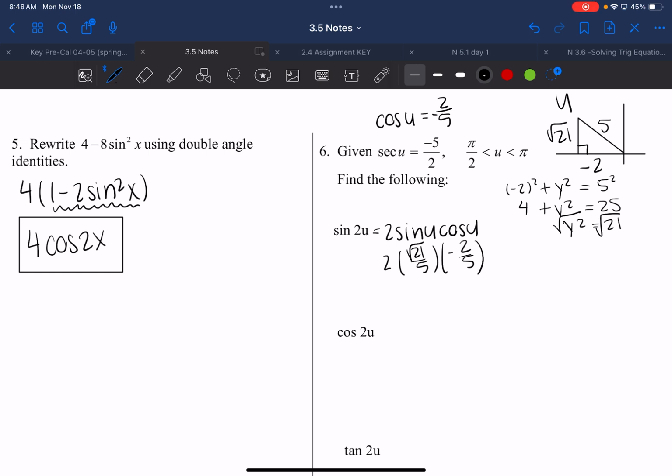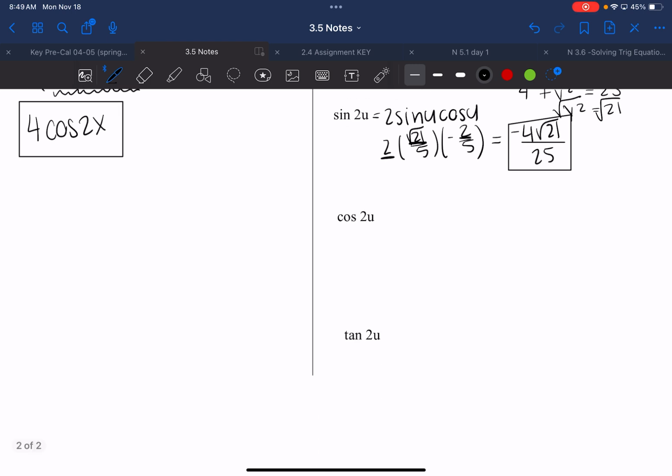All right, so remember, treat your radical like a variable. So this is basically like 2 times, this is treated like an x, times negative 2. Well, 2 times negative 2 would be negative 4. And then we just treat that radical like a variable. So we just tag it on, just like negative 4x, right? Over in the bottom, I've got 5 times 5, which would just be 25. I can't simplify square root of 21. Nothing multiplies to give me 21 and has a square root, so that would be it. All right? You guys do cosine of 2u and tangent of 2u, and then we'll share our answers.